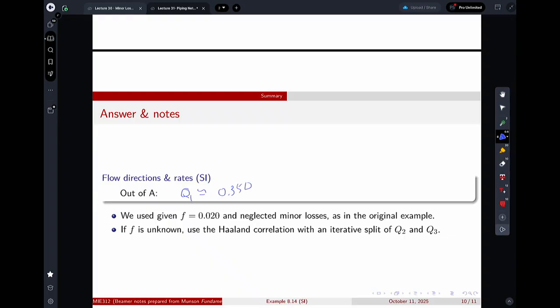3, 5, 4. Well, about the same, actually. Actually, you get the same. 0.064. Q3, 0.289 meters cubed per second.